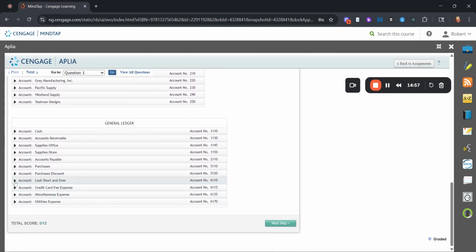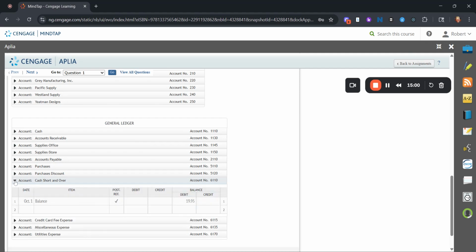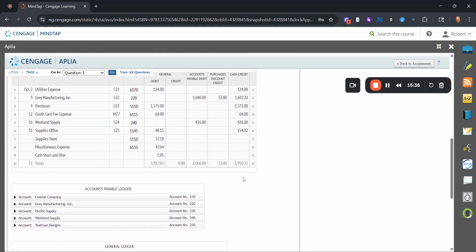So just a little bit more than halfway down, cash shortened over, 31st, CP10, $5. Our previous balance, $19.95 plus $5, gets us to $21 for the new debit balance. Then the account number 6110 back onto the journal.